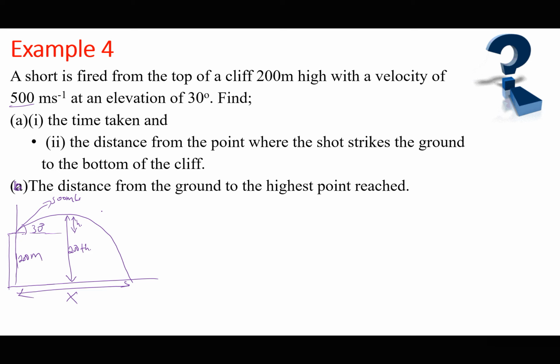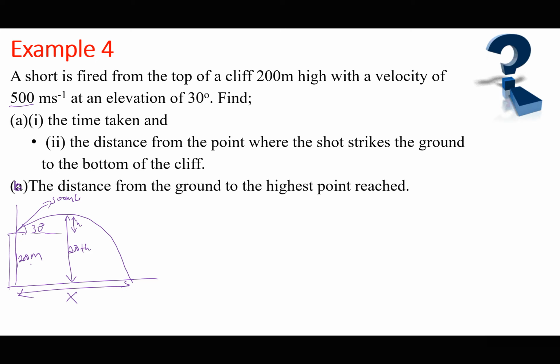Okay, so we want the time and the distance from the point where the shot strikes the ground to the bottom of the cliff. In other words, we want to find the total time for the whole flight, and we want to find the total distance. We have done a similar example in the previous part. Example 3 is exactly the same as this one, so I'll just do this from my calculator and give the values. So for the time of flight, I'm going to consider vertical motion.